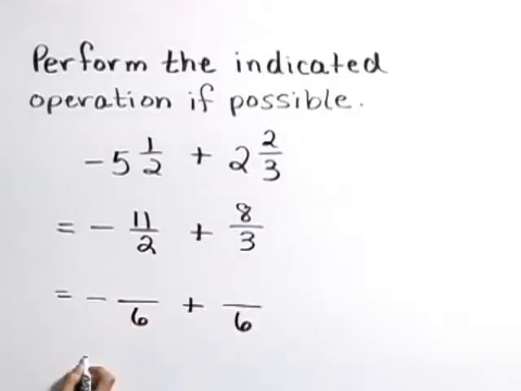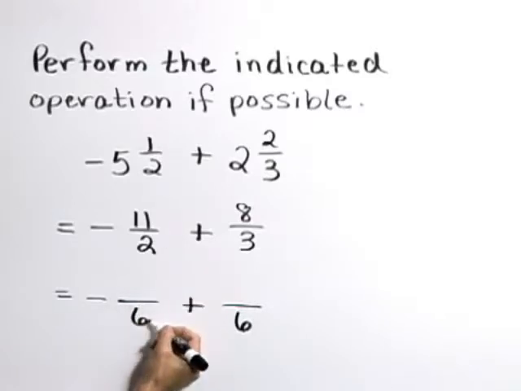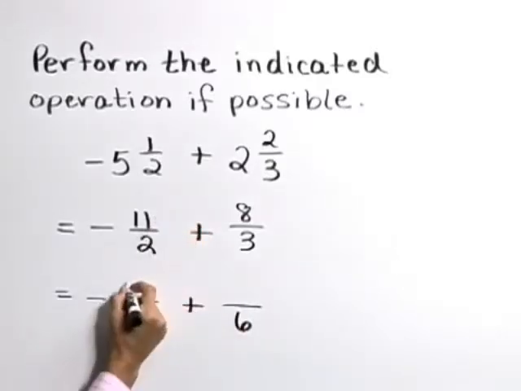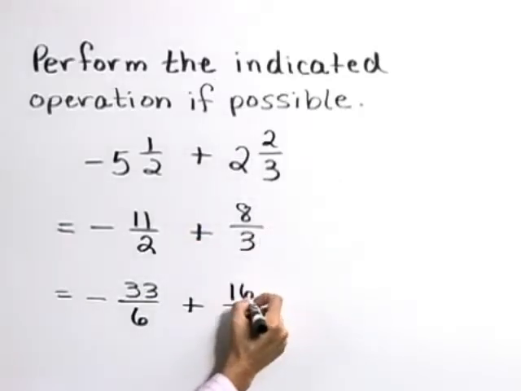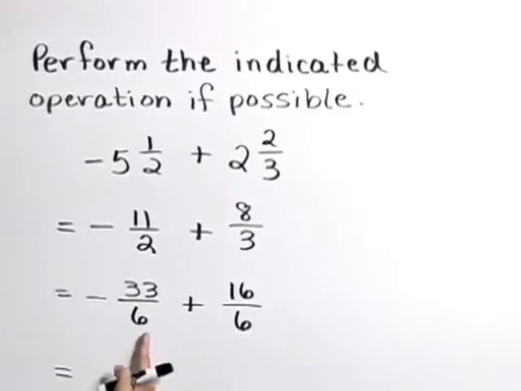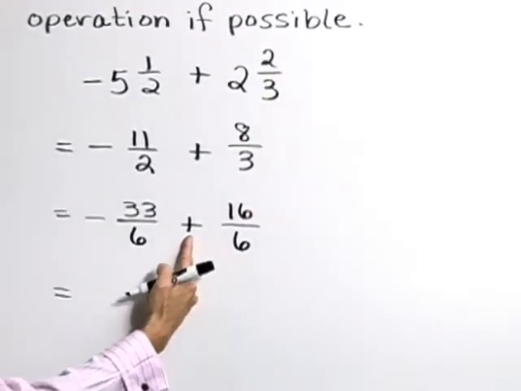Don't forget your negative sign out front. 2 goes into 6 3 times, and 3 times 11 is 33. 3 goes into 6 twice, and 2 times 8 is 16. We have our common denominator. Now we're ready to add.